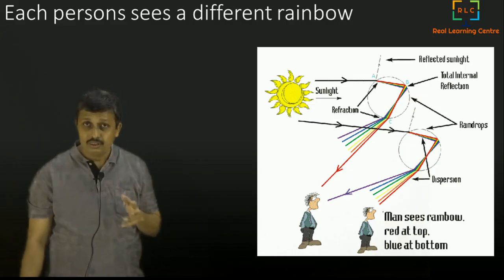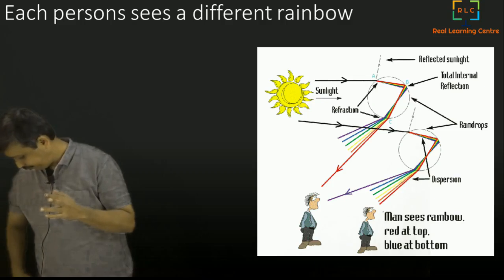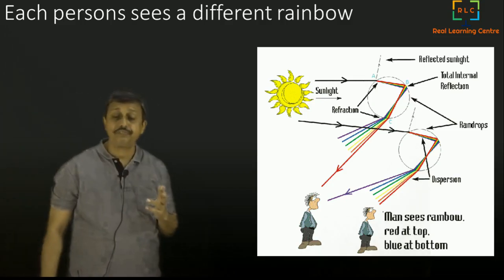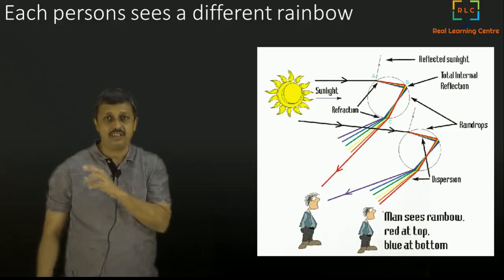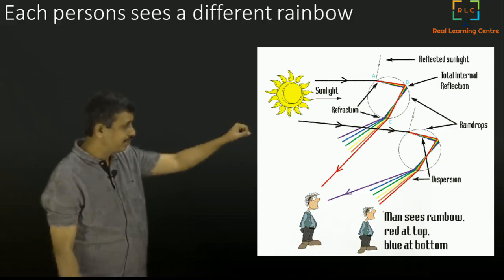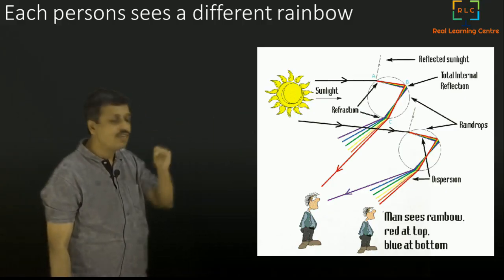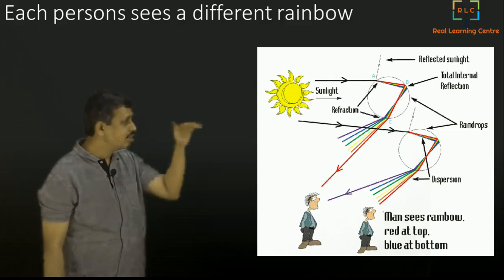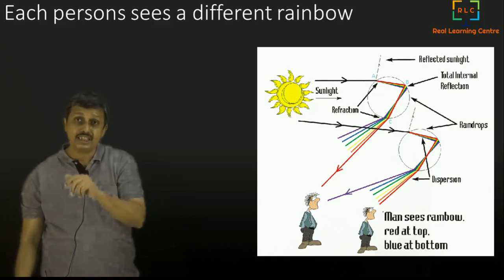So in the case of a single droplet, the red is at the bottom and violet is at the top. When they are mixed like this, what comes to your eyes, that particular deviation, there you see the red at the top and violet at the bottom. So that is the secret of rainbow.